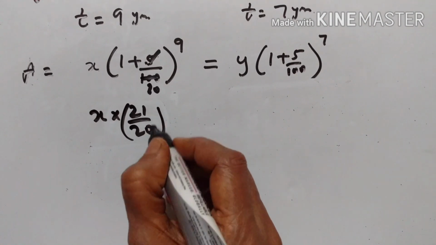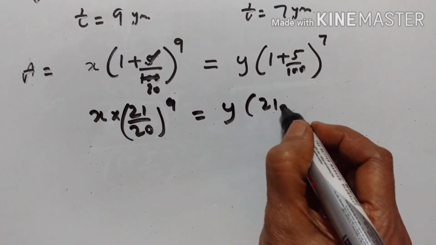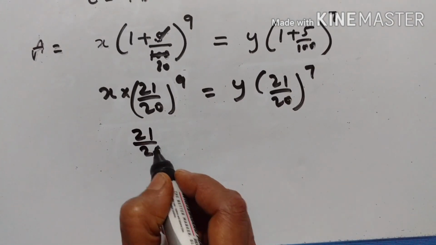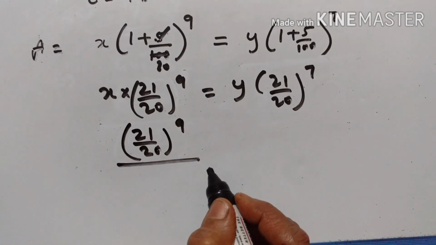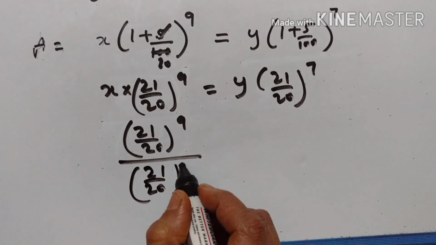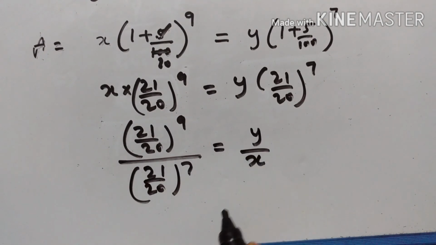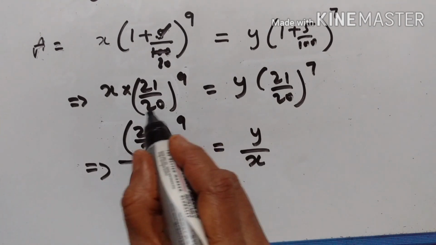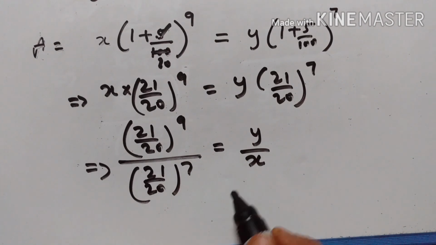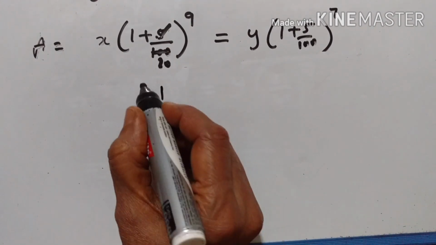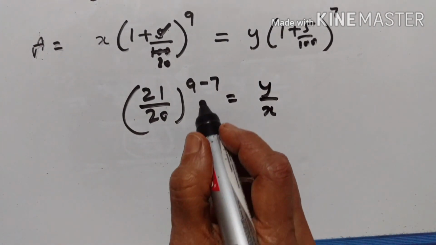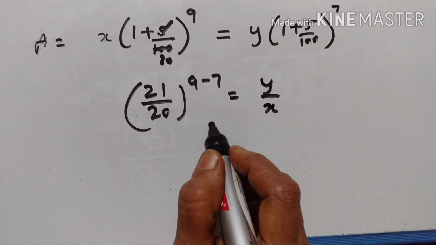x into 21 upon 20 raised to the power of 9 is equal to y into 21 upon 20 raised to the power of 7. 21 upon 20 raised to the power of 9 divided by, let us transpose this to the left, 21 upon 20 raised to the power of 7 is equal to y upon x. So this is equal to what? 21 upon 20 raised to the power of 9 minus 7, quotient law. 21 upon 20 raised to the power of 9 minus 7 is equal to y upon x. 9 minus 7 is equal to what? 2.